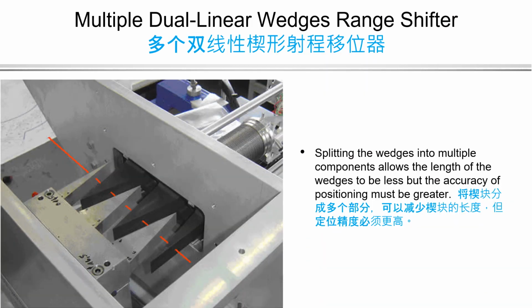A variation on the dual linear wedge type is to split the wedges into multiple components. This means that the length of the wedges can be less, but the accuracy of positioning must be greater.